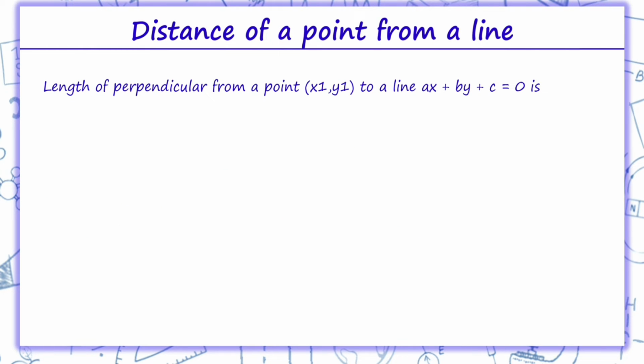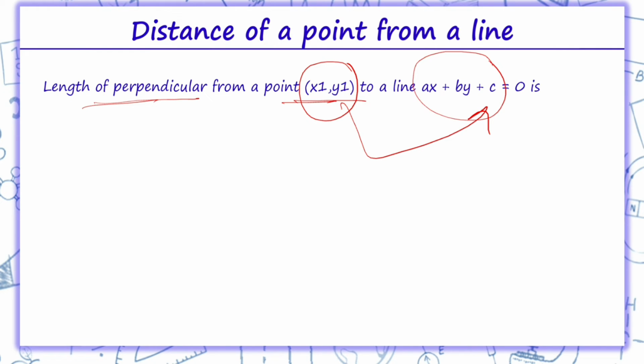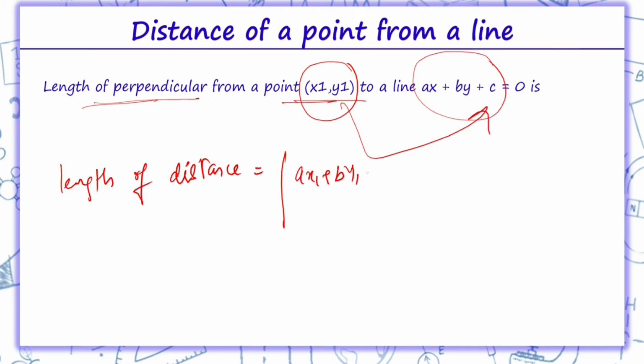Now, when we have to calculate the perpendicular distance from a point to a line, we are provided with the point (x1, y1) and the line ax plus by plus c equals 0. So the length of the perpendicular distance will be mod of ax1 plus by1 plus c, divided by the square root of a square plus b square.